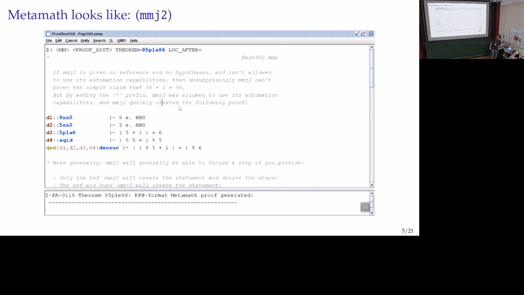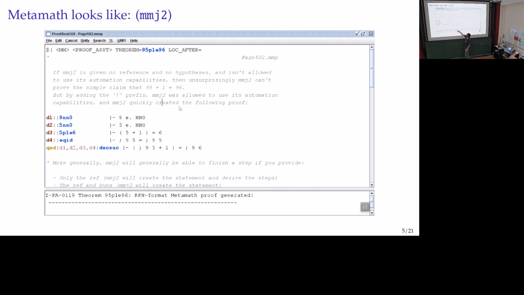Okay, so the way that people actually write proofs is using something like this. So MMJ2 is a Metamath proof assistant. It's not the only one. This is another interesting aspect of Metamath, that it does not have a single proof assistant that monopolizes the task of producing proofs in the theorem. Neither does it have a single verifier for processing these files. I'll mention that later.